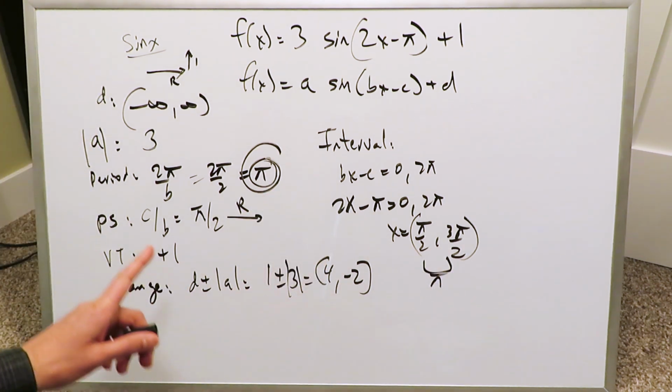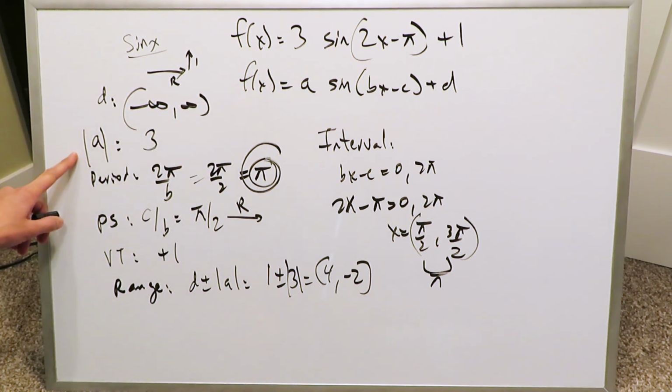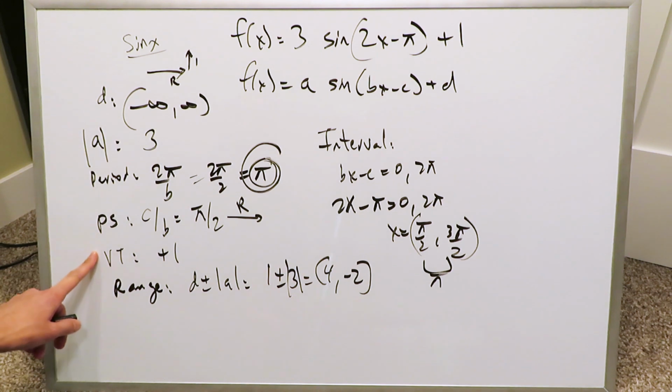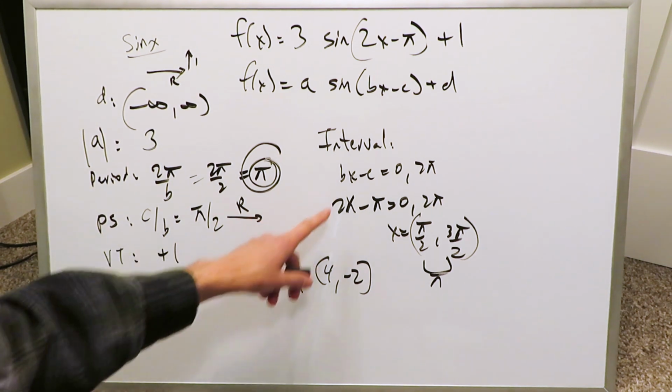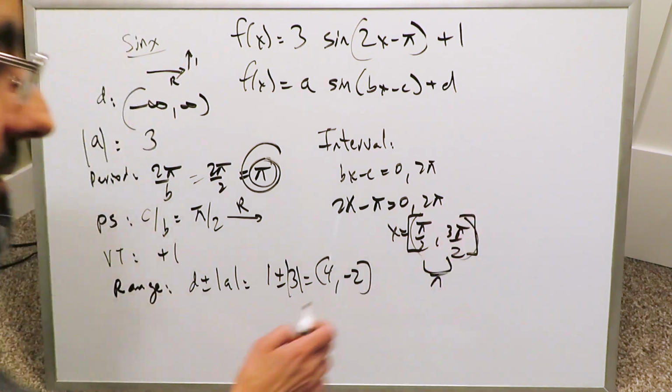And that's about all you'd want to determine for this function right here. The domain, the amplitude, the period, phase shift, vertical translation, range, and the interval. The interval can usually be written here with square parentheses, so it would be better.